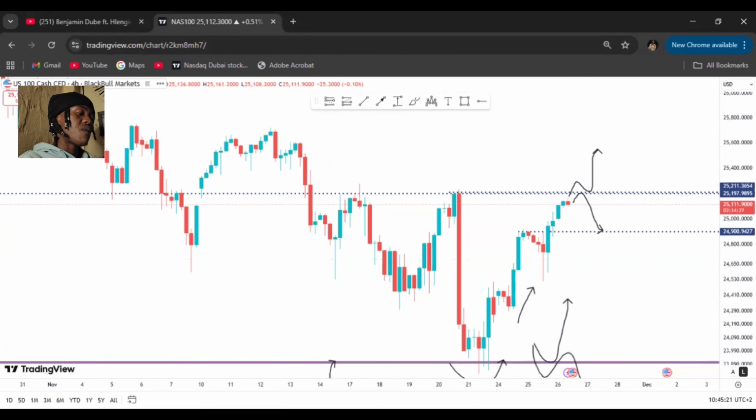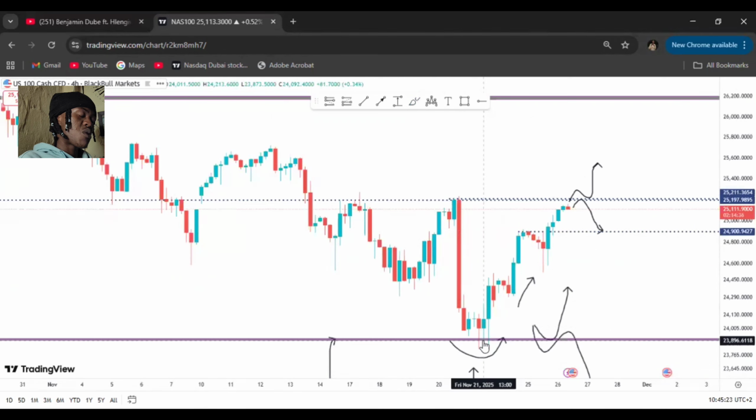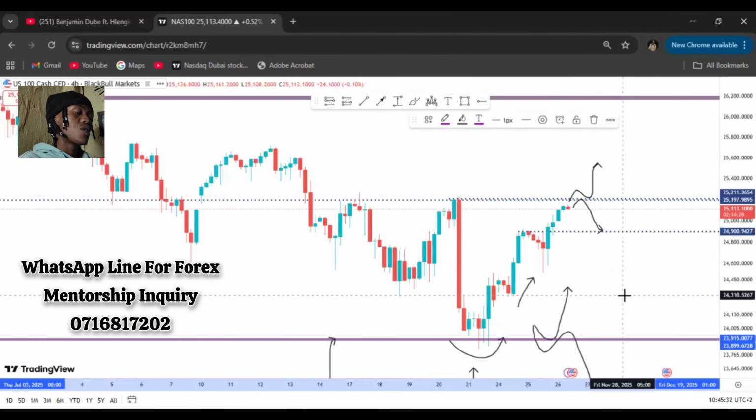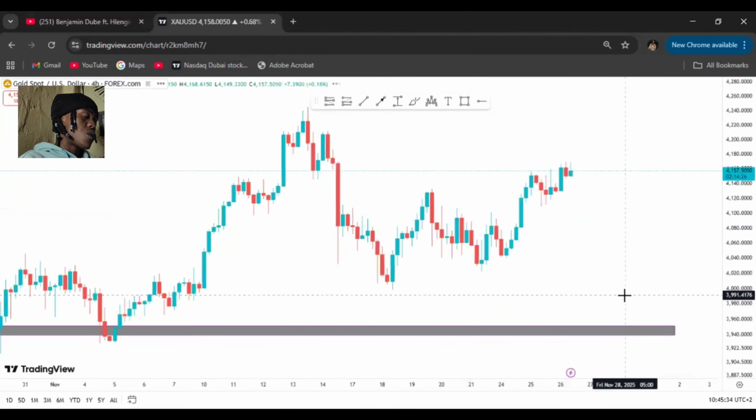Price already gave us a reaction on our very same zone, and the other zone we're going to be focusing on is this previous resistance. With a break above, we look for continuations to the upside, or with a fill to break, we look for moves to the downside. Second pair, which is gold.